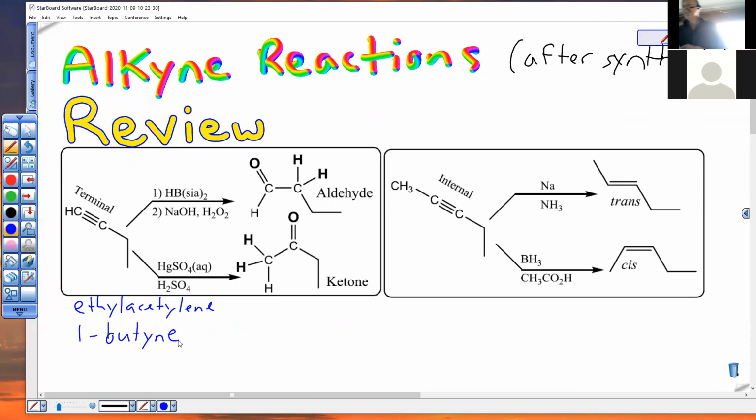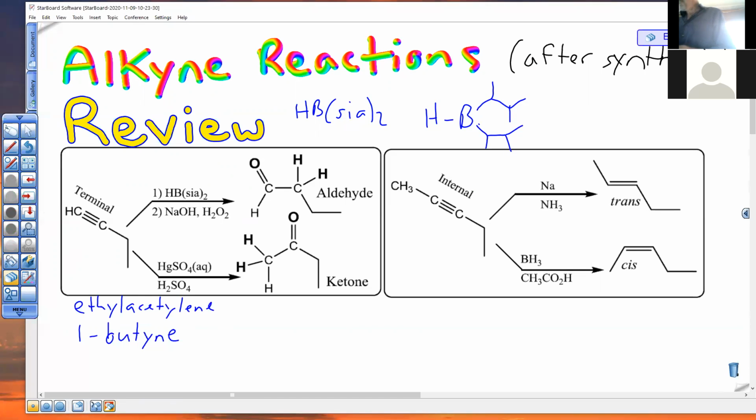And if you treat it with hydroboration, with 2 sec isoamyl groups, amyl being the same as pentyl, you want to review what HB(Sia)2 looks like? Here it is. H bonded to boron, bonded to a group that's both sec and iso with 5 carbons. Some stray marks, get rid of them. Oh, got rid of a lot there. It's a tricky one.